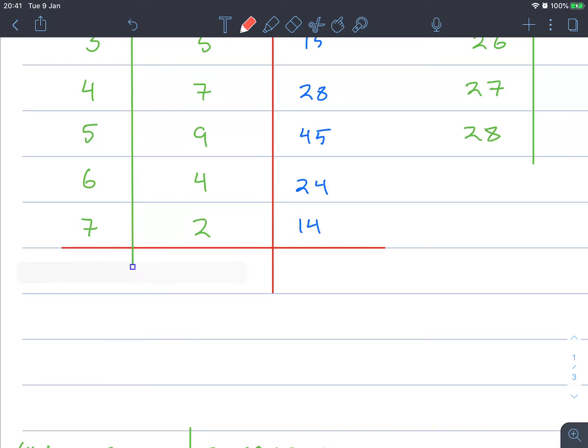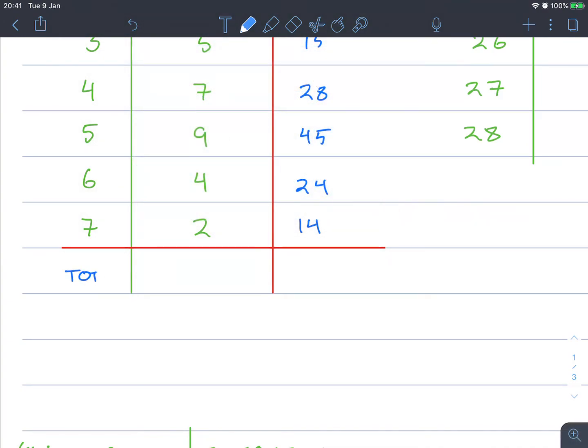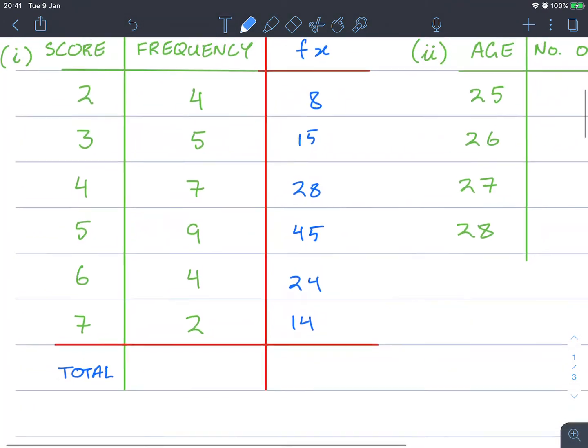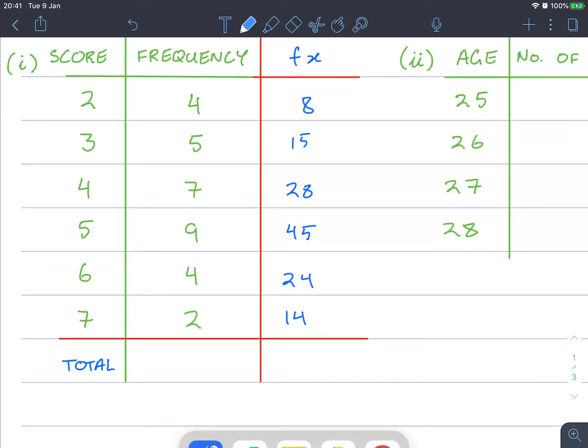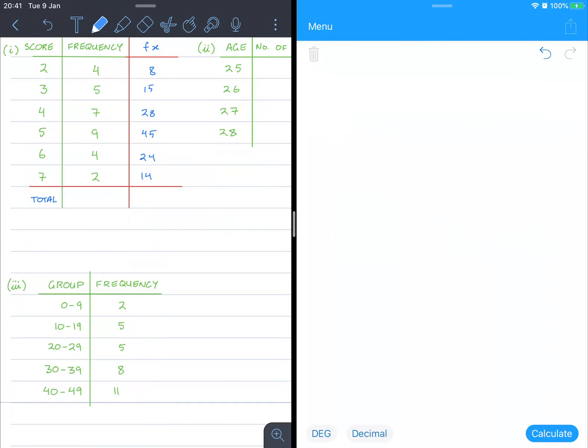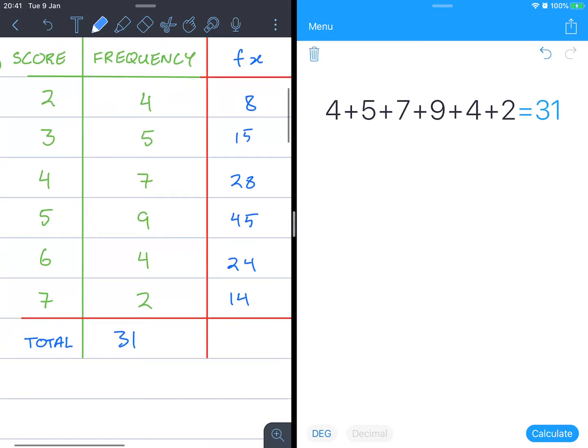Now what we also need is the total of each column. So we're going to extend it again further, and we're going to be calculating the total of each. The total number of frequency tells us how many numbers there are in this data set. So 4 plus 5 plus 7 plus 9 plus 4 plus 2. There are a total of 31 scores.